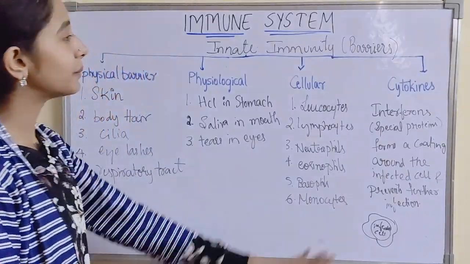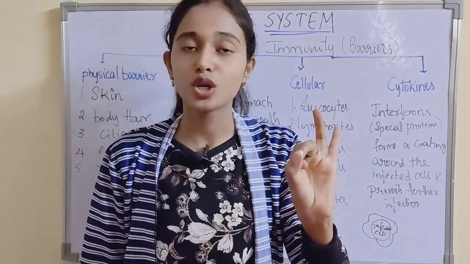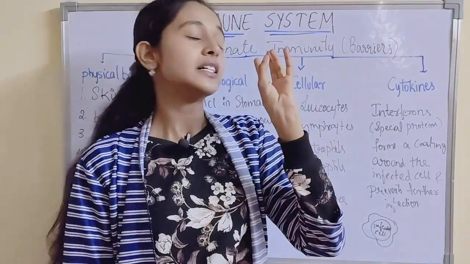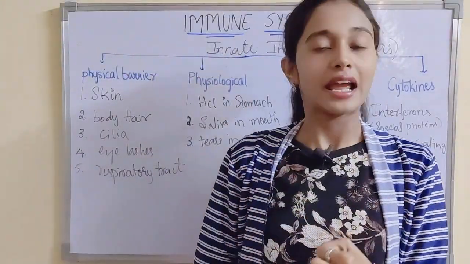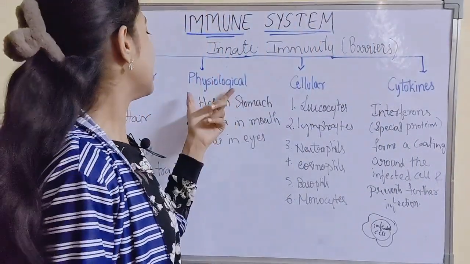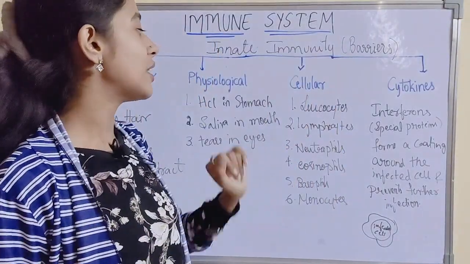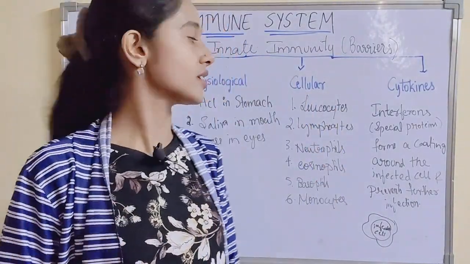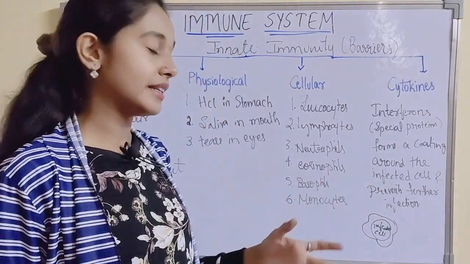So this is about the barriers of innate immunity. There are 4 types of barrier: physical barrier, physiological barrier, cellular barrier, and cytokines. In physical barrier, we have seen skin, hair, eyelashes, respiratory tract, and in physiological barrier, HCl, saliva, and tears. In cellular barriers, there are WBCs, that is lymphocytes, neutrophils, eosinophils, basophils, and monocytes.